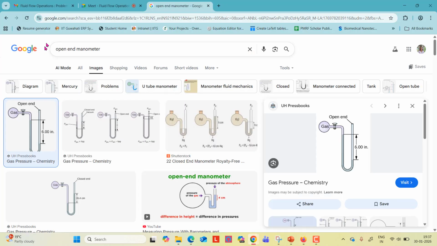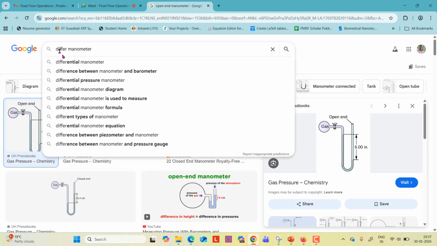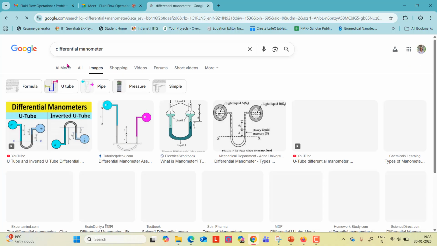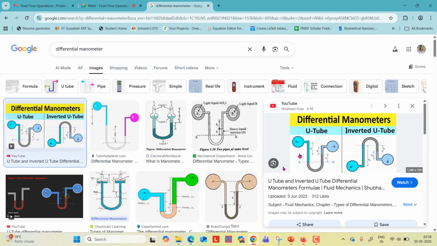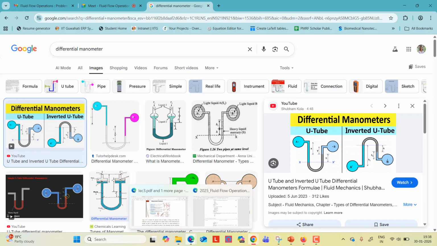So differential manometer. You can see, in the open end manometer, one end was open, but in this case, both ends are closed, and there is a fluid height difference, right? So this is a U-tube differential manometer, U-shaped. Okay, so this is the differential manometer.